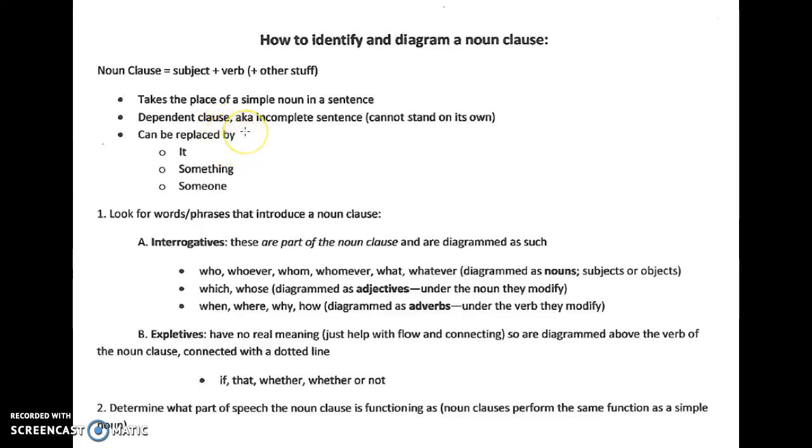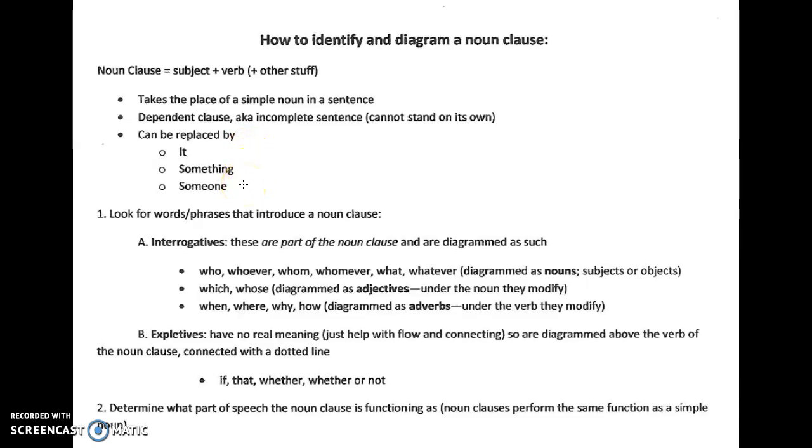Noun clauses are dependent clauses, which means they are incomplete sentences. They can't stand on their own. So they do have the subject and verb that are required for a complete sentence, but they don't express a complete thought. It has to be in tandem with another clause to make sense.